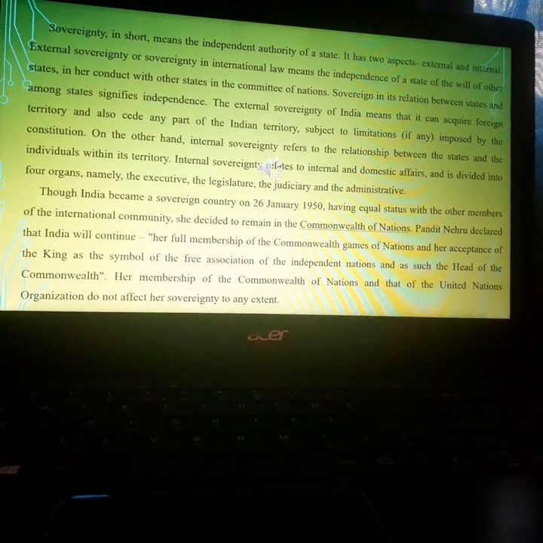Though India became a sovereign country on 26 January 1950, having equal status with the other members of the international community, she decided to remain in the Commonwealth of Nations. Pandit Nehru declared that India will continue her full membership of the Commonwealth of Nations and her acceptance of the King as the symbol of the free association of the independent nations. As such, the head of the Commonwealth, her membership of the Commonwealth of Nations and that of the United Nations Organization do not affect our sovereignty to any extent.